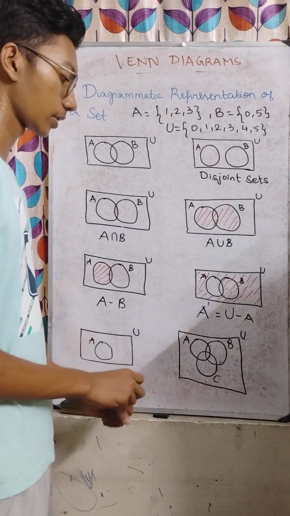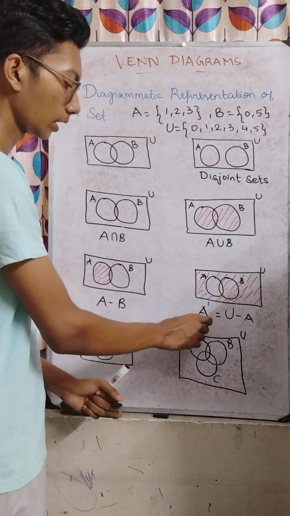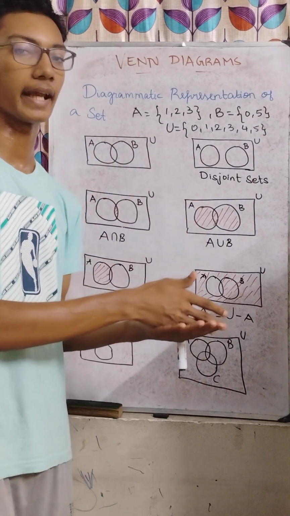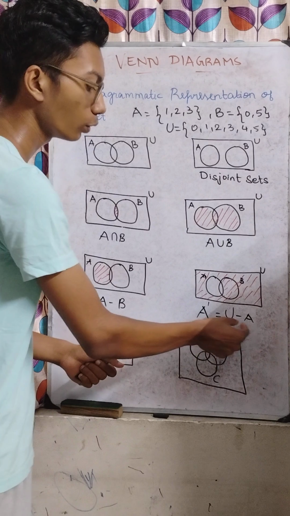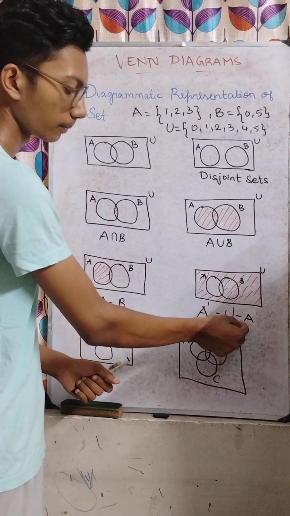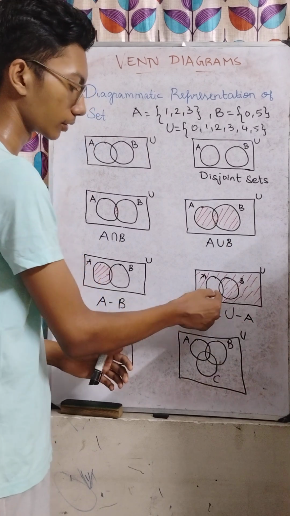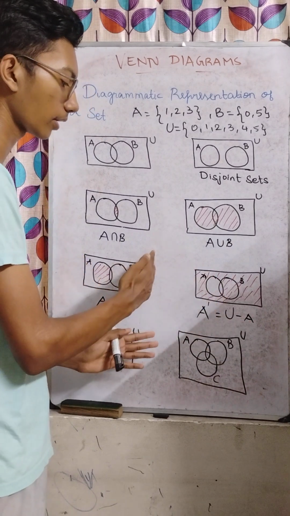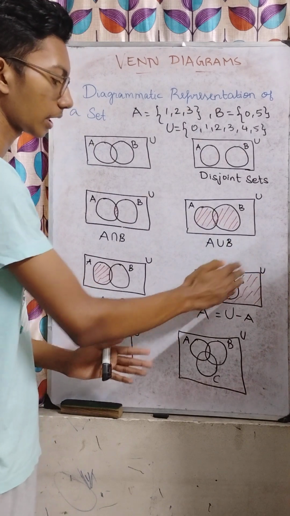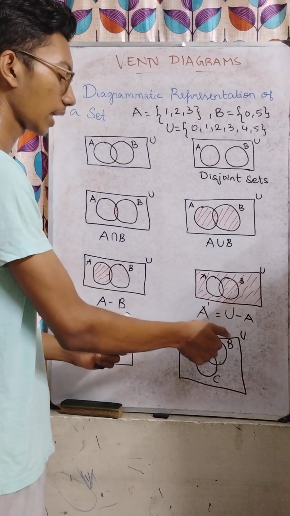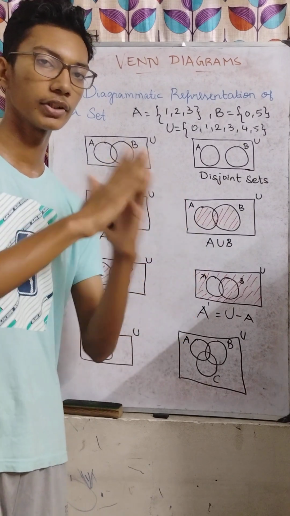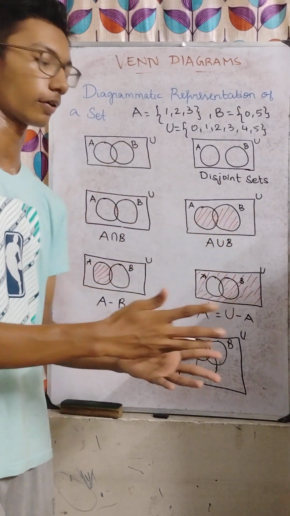Next, A dash. Now this is a very important concept. A dash is all the elements in the universal set minus A. So A dash means U minus A. All the elements in U must be shaded except the A region. So just leave the A region and shade all the other regions. That is A dash. This is called the complement. The complement of A is everything other than A.